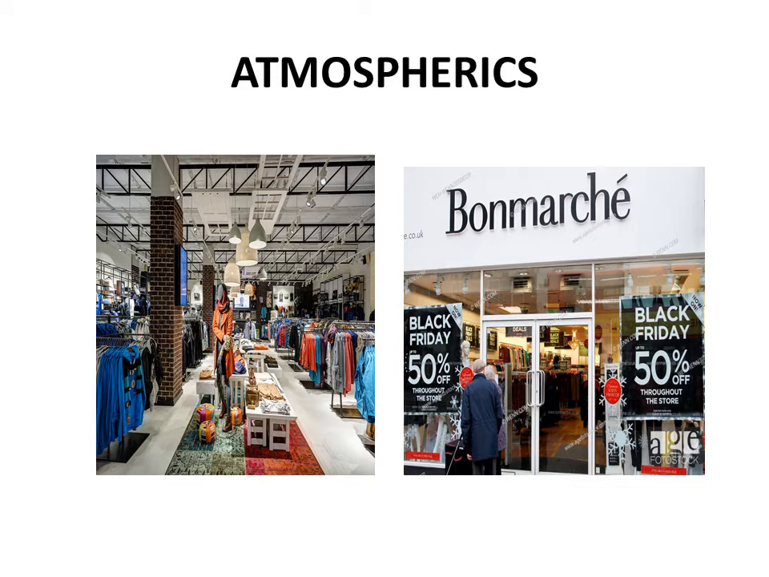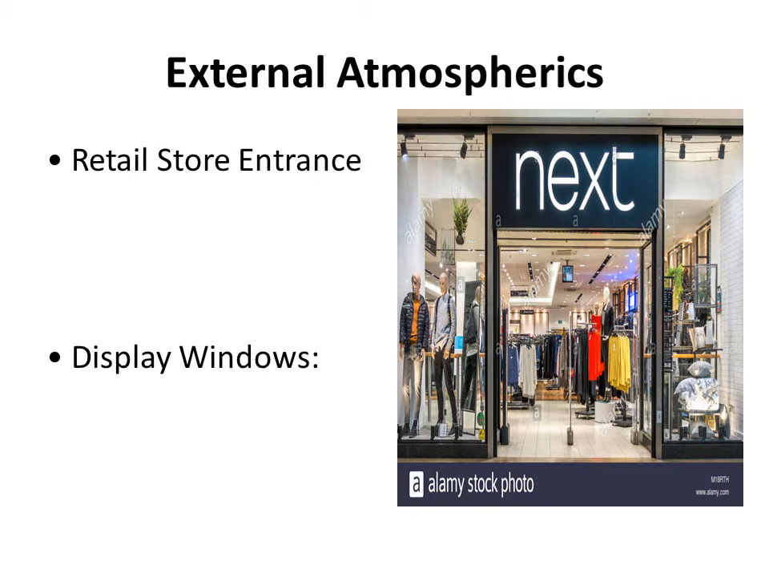And also talking about the types of atmospherics, there are two types that I told you, interior and exterior. Let's talk about that. External atmospherics, which is also known as exterior atmospherics, refers to all aspects of physical environment which is found outside the store or outside the retail business, which includes store entrance or main board, or signboard, or windows and lightings, etc.